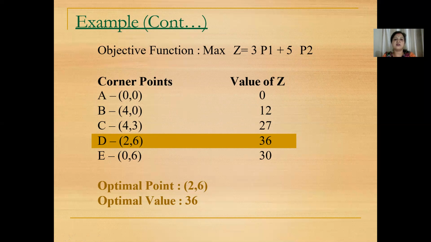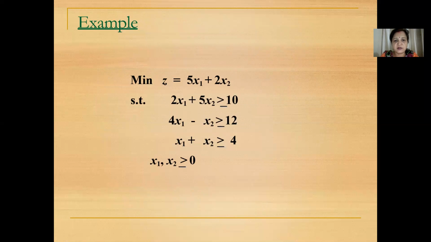So in this way, we can solve the given linear programming problem by the graphical method. Now let us see an example to minimize. Here we have the minimum of z, and the conditions are these.